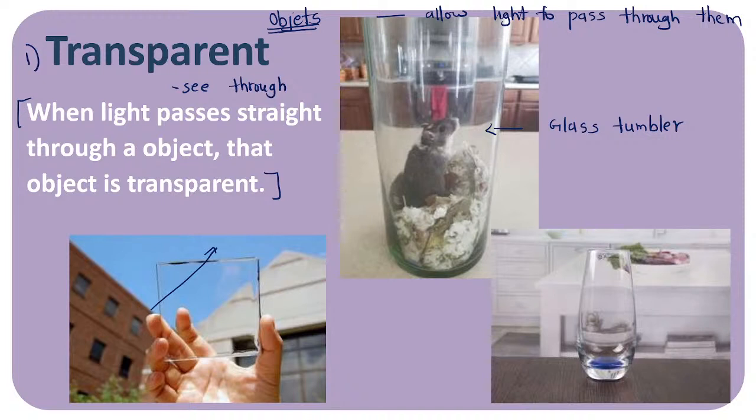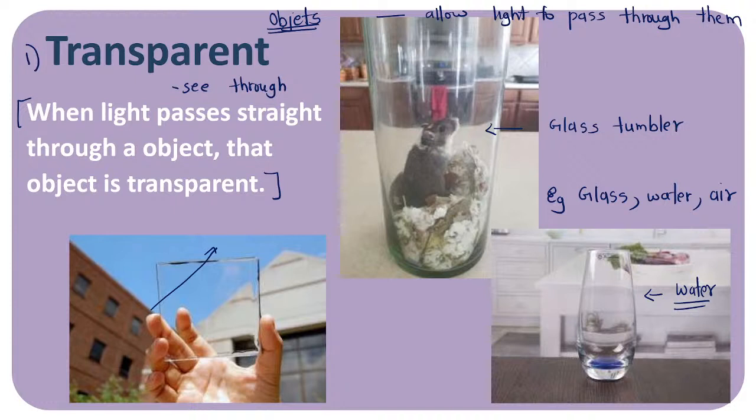Because this is a piece of glass, which is transparent. Water is also transparent, isn't it? Because water is transparent, you can also see things through this water. So what are the transparent objects in your surroundings other than glass? We have water and air. These are the things which are transparent.